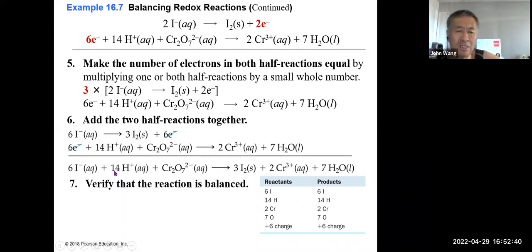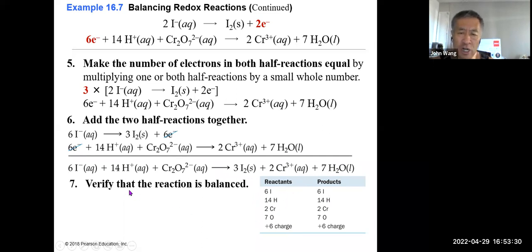Hydrogen on the left is just 14 H plus. Again, here you don't pay too much attention to details. H plus is the same as H. So 14 H plus, and here is 7 times 2, so 14 H. And then the Cr is only here on the left, we have Cr2, which means we have 2 Cr. Now here just clearly 2 Cr. Again, you don't mention exactly Cr3 plus, just Cr. The oxygen on the left is in this ion, so we have 7 O. And on the right, the oxygen is in water, so 7 water is 7 O. So therefore, all the atoms are balanced.